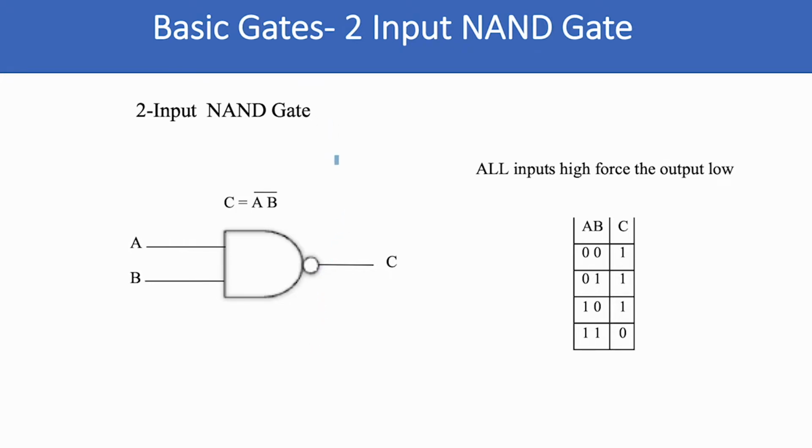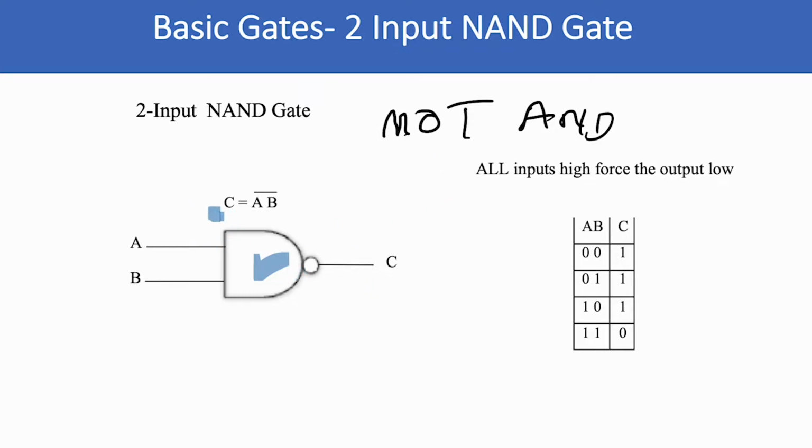Now we have another gate called a NAND gate. NAND stands for not and. And you can see from the gate that it's an AND gate right here. This is the AND gate portion. And then it's got a little bubble on the output, and that little bubble says invert the output. So if it's a 1, it'll be a 0, and if it's a 0, it'll be a 1. So that's a NAND gate.